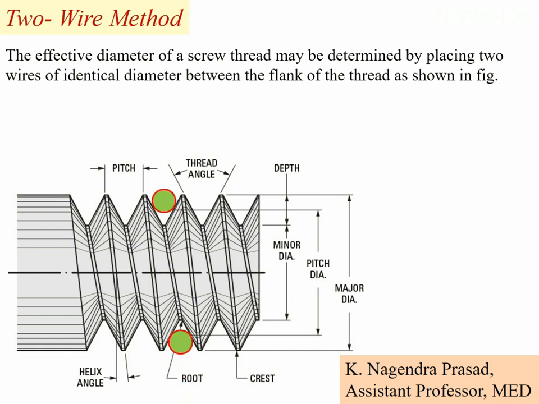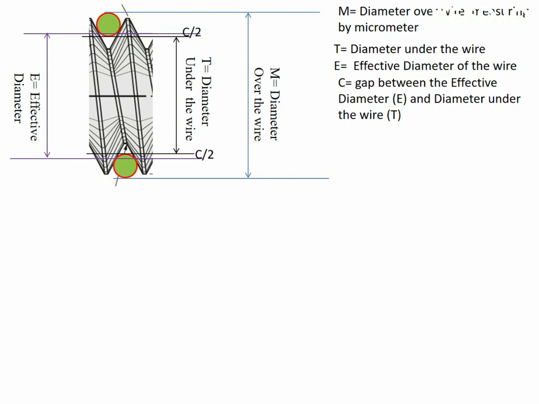In the figure you have to observe that we have placed two wires of equal diameter at the flanks of the screw thread. Let us consider D is the diameter of the wires. Here capital M is the diameter over the wires. In general, the M value, that is the diameter over the wires, is measured by the micrometer.